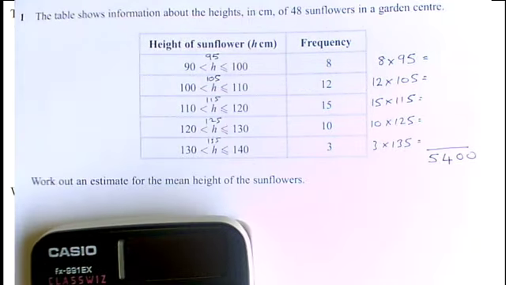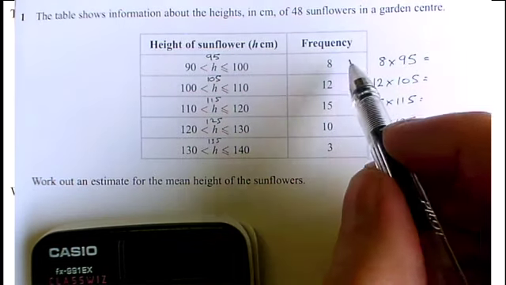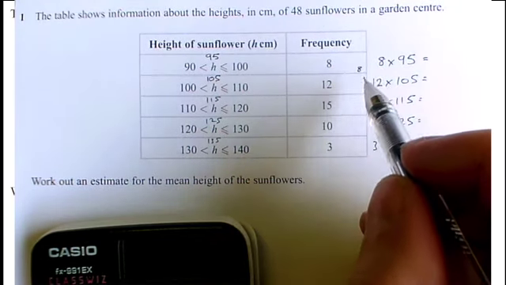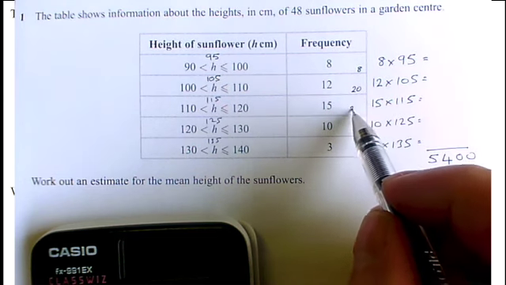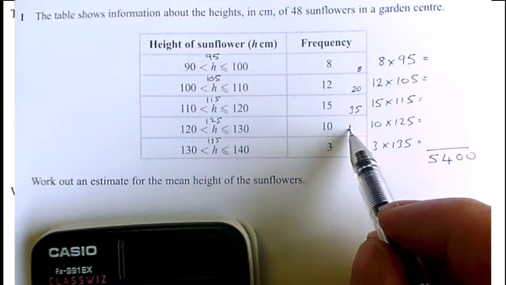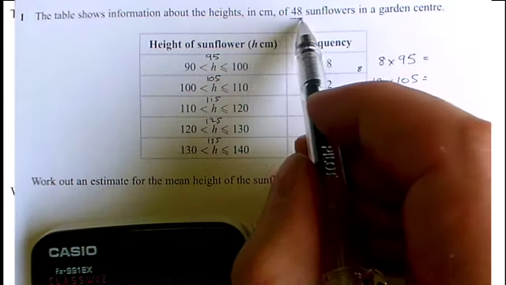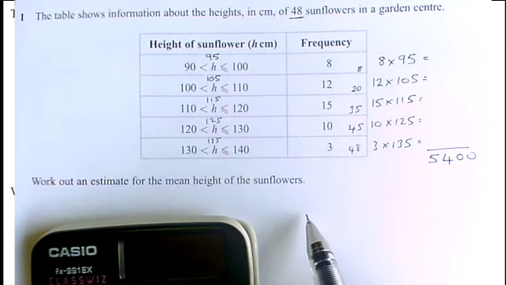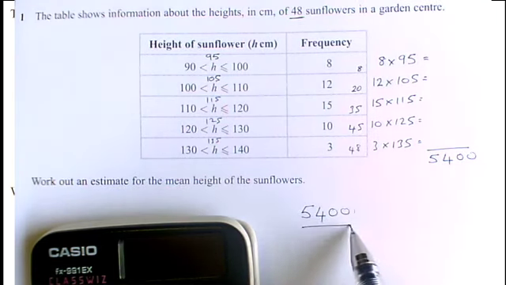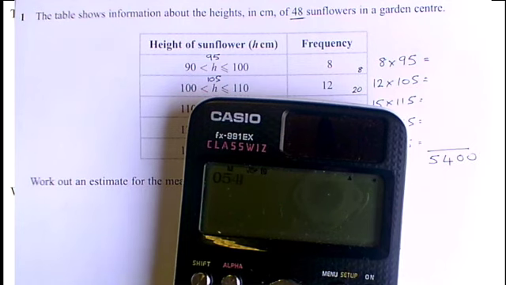I know I've got 48 flowers, but do check. I'm going to do a running total, which is correctly called the cumulative total. 8 plus 12 plus 15 plus 10 plus 3. Just check that equals 48. It does. And now to find the average, 5,400 divided by 48. And if we do that, you can do it on a calculator. It should give us an estimate for the mean.